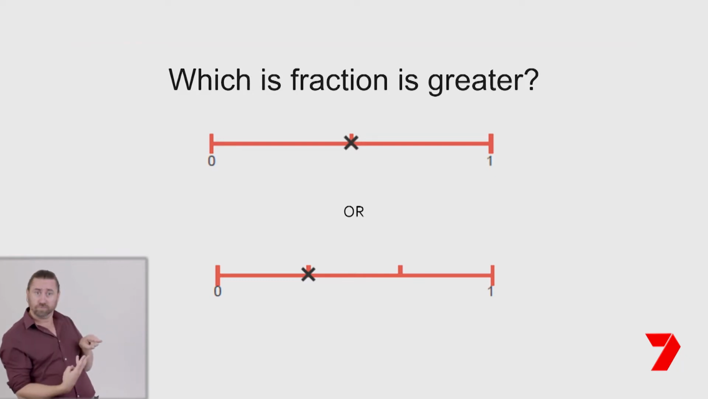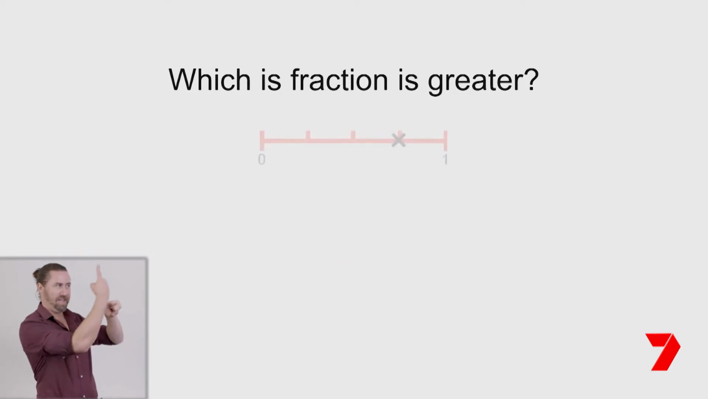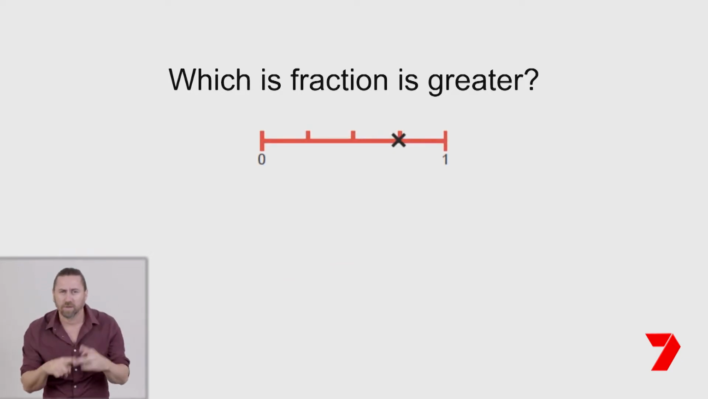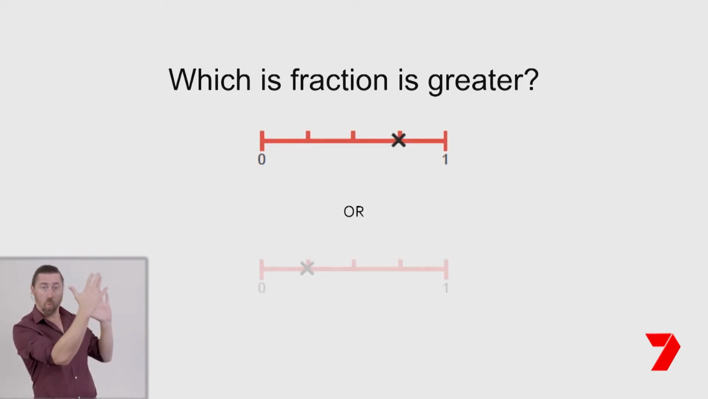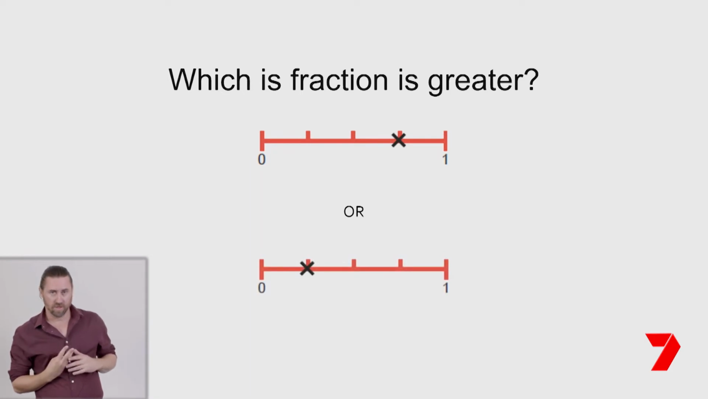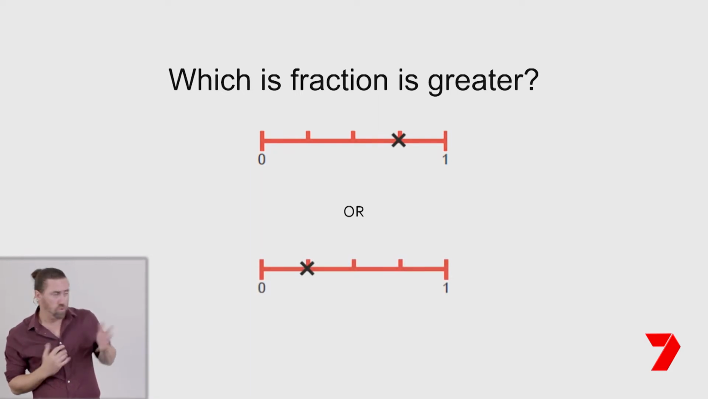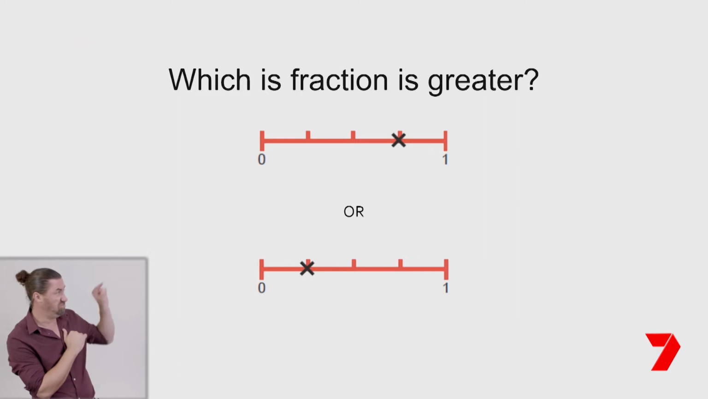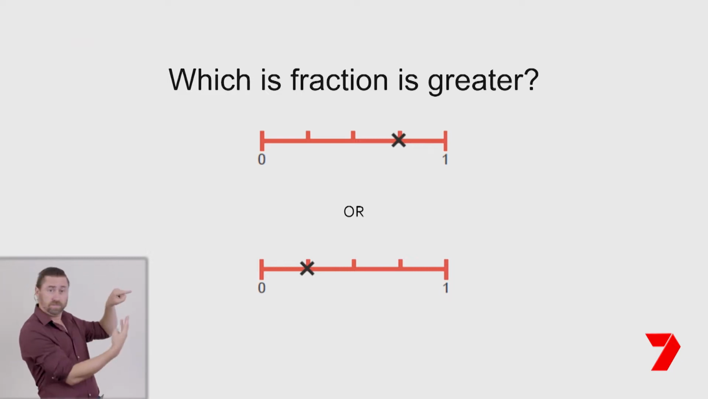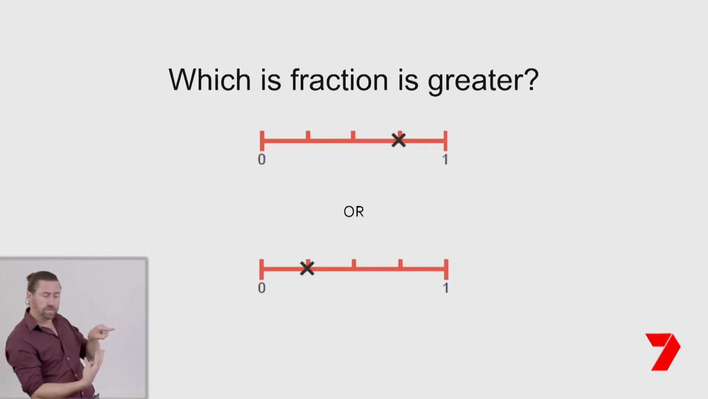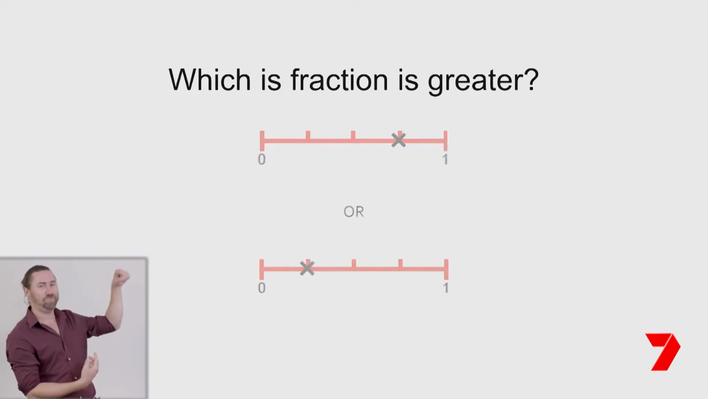So the first fraction is greater. Let's try another one. Which fraction is greater? You ready? 5, 4, 3, 2, 1. The first fraction is 3/4 and the second fraction is 1/4. So the first fraction is greater.